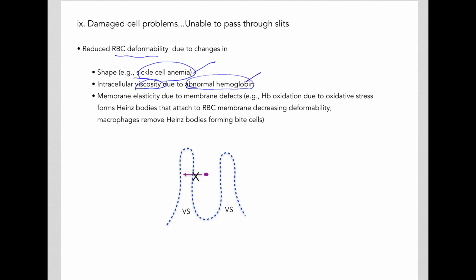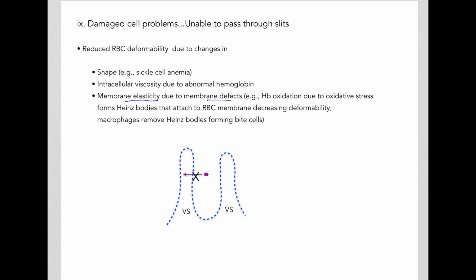These hemoglobins are not as water soluble as normal hemoglobin, and when they're not very water soluble, they tend to form aggregates, and that increases the viscosity in the red blood cell, and that increased viscosity is going to reduce the deformability of the red blood cell. And then there could be problems with the elasticity of the membrane due to defects in the membrane.